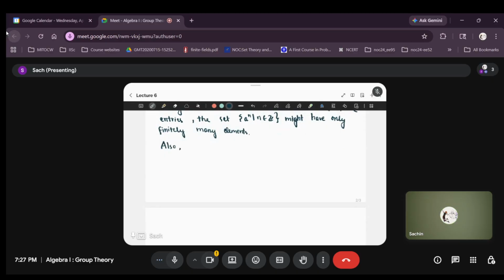Also, if the group is cyclic, then A power I into A power J is A power I plus J. But addition is commutative in integers, so this can also be written as A power J plus I. So this can again be written as A power J times A power I. So A power I times A power J is equal to A power J times A power I for any I and J. Therefore, every cyclic group is abelian.